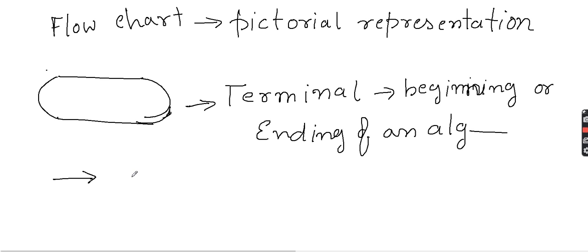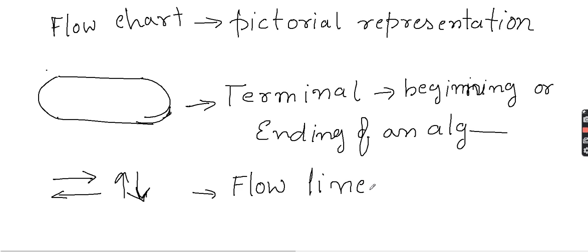Next we have the flow lines. This shows the direction of the flow and connects the various flowchart symbols. So this is called a flow line.